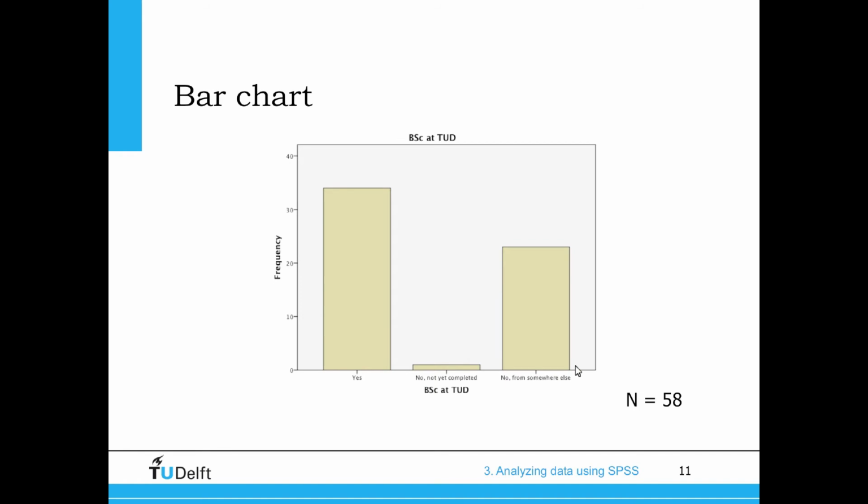The same with the bar chart. And here you see our bar chart. You see that in terms of frequency, 30-some students did their BSc at TU Delft. One, by the looks of it, hasn't finished it yet. And 20-some did their BSc somewhere else.